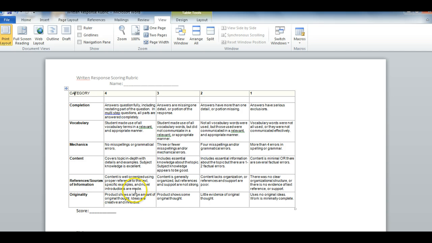And the last one is originality. If you came up with some neat stuff, there were some kids who came up with some great experiments to use as examples, and so those students would have gotten a 3 or 4. Okay, so that's a little review on how to use a rubric. You should use the rubric as you're working on the assignment to make sure that you're going to get the highest number of points.